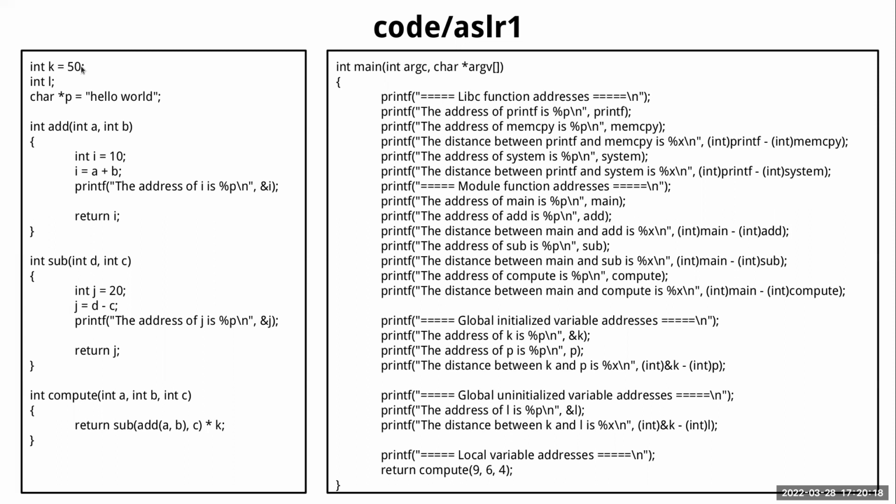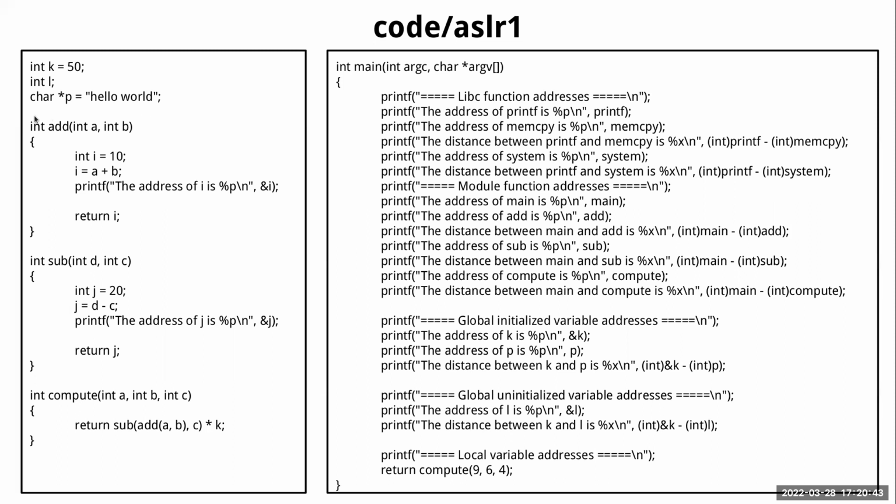This one goes to the data section because it's an initialized global variable, and this one is uninitialized, so it goes to the BSS section. Here we actually have two different things. First, we have a global variable, which is P, and P is initialized, so it goes to the data section. Then we have a string here. The string is fixed, so it also goes to the data section.